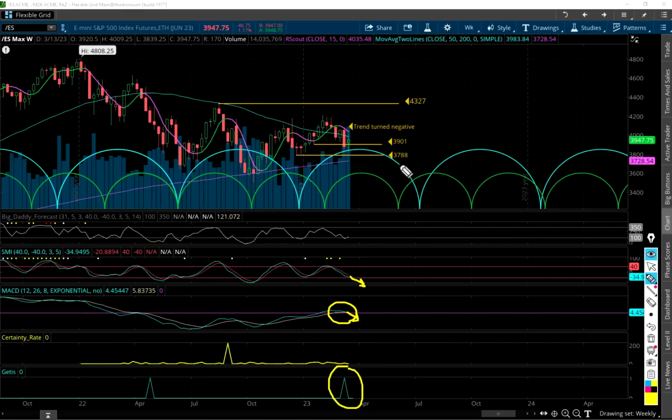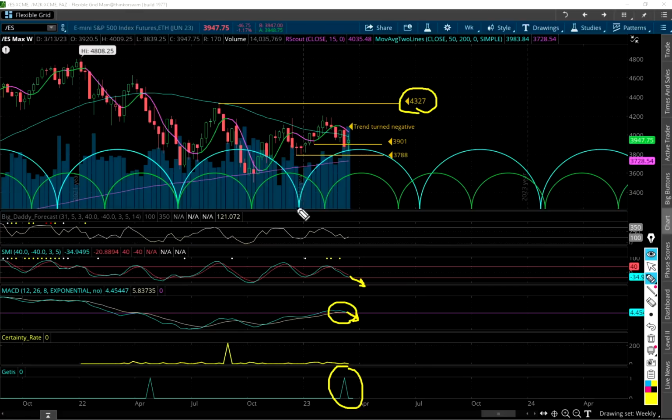If it does, then you can start making that trade to the downside. You can see I've got some support here, some resistance way up here at 4327. Okay. So 3901, we already broke through that support the last couple weeks. And it got down halfway between 3901 and 3788. That would be the next support right here.